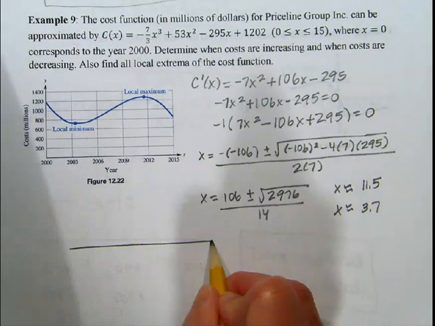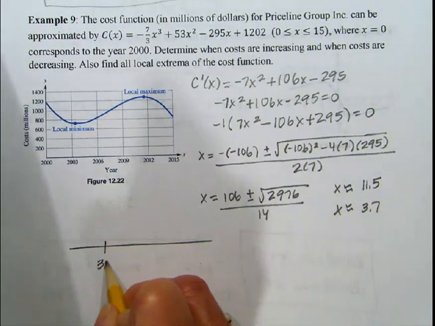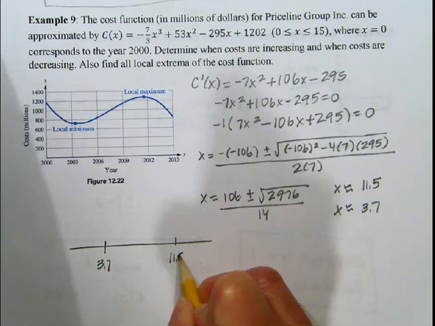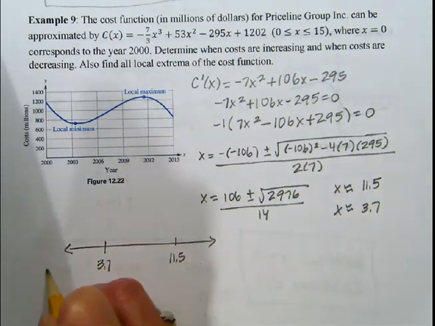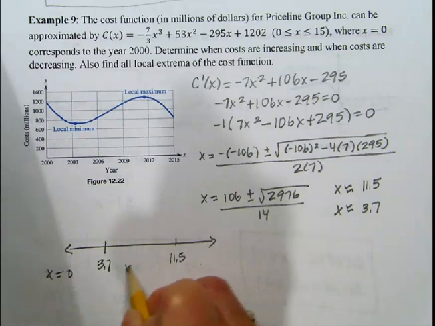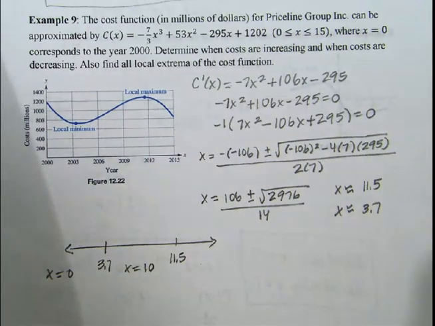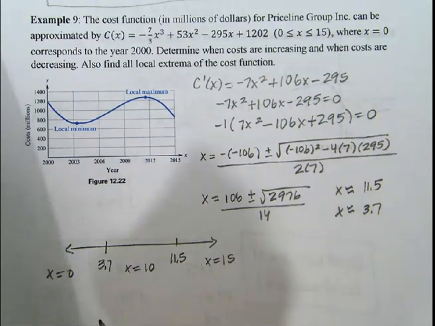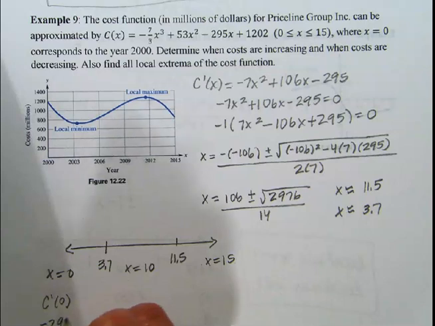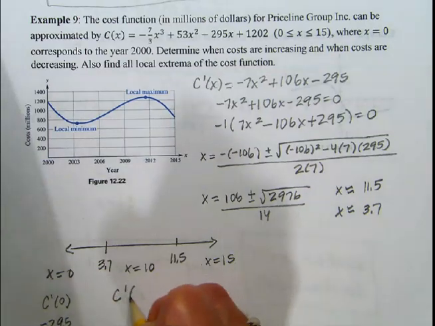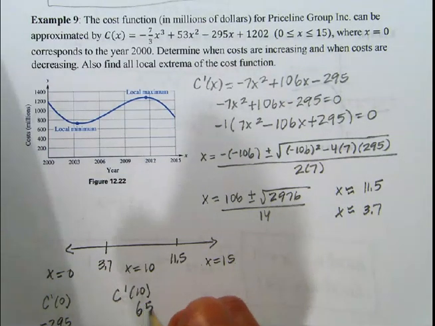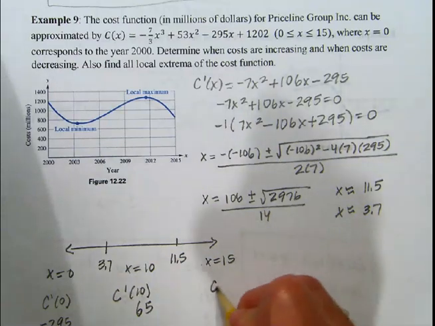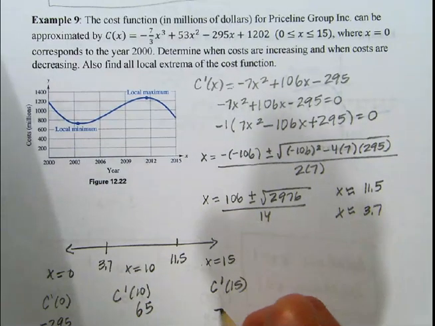So when we draw our little test intervals here, remember we're picking one in each part. Over here I'm going to put 0 because it's a nice easy number. Here I'm going to do 10. Here I'm going to do 15. So if I plug in 0, easy enough, I get negative 295. If I plug in 10, I get 65. And if I plug in 15, I get negative 280.